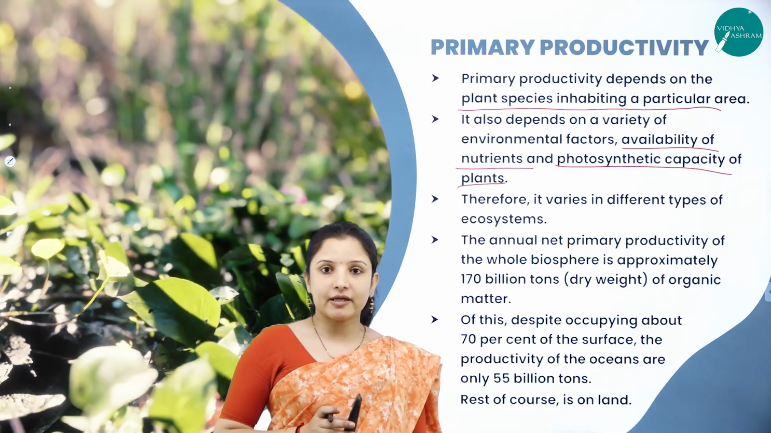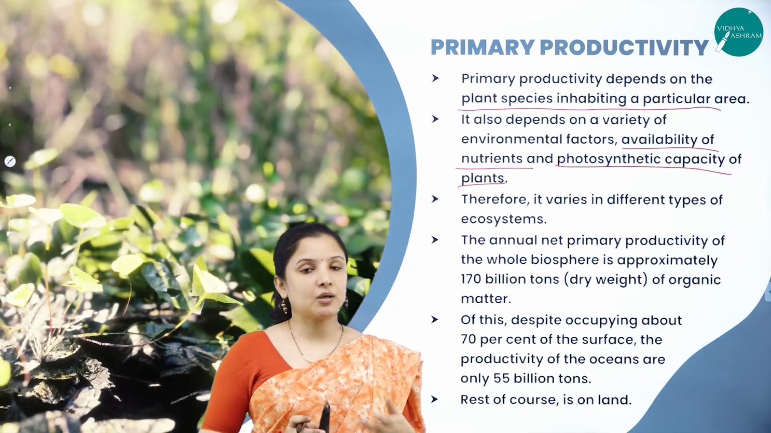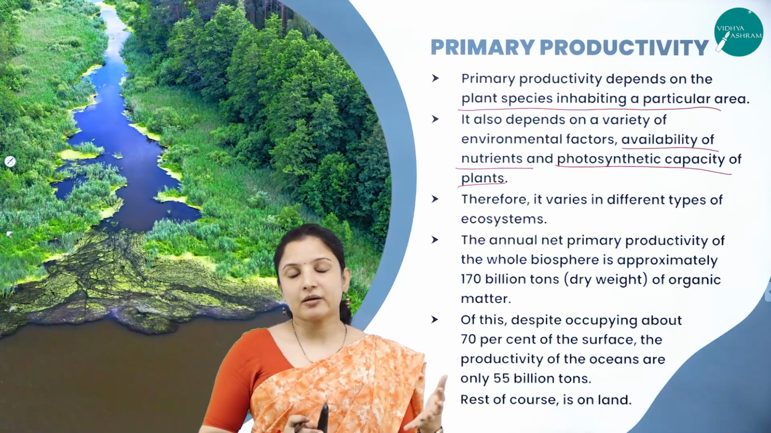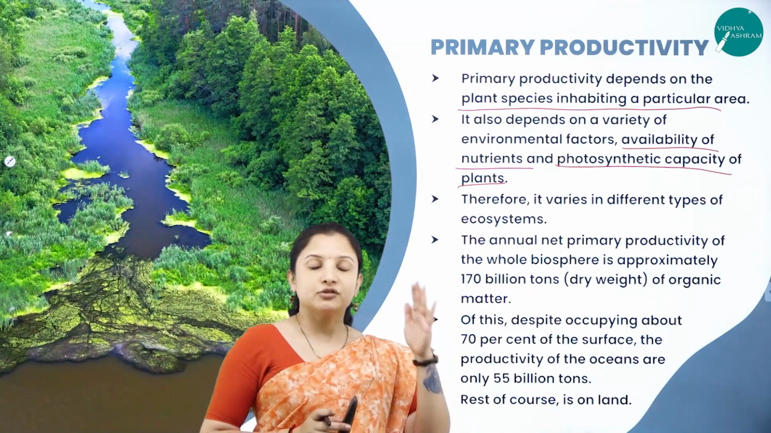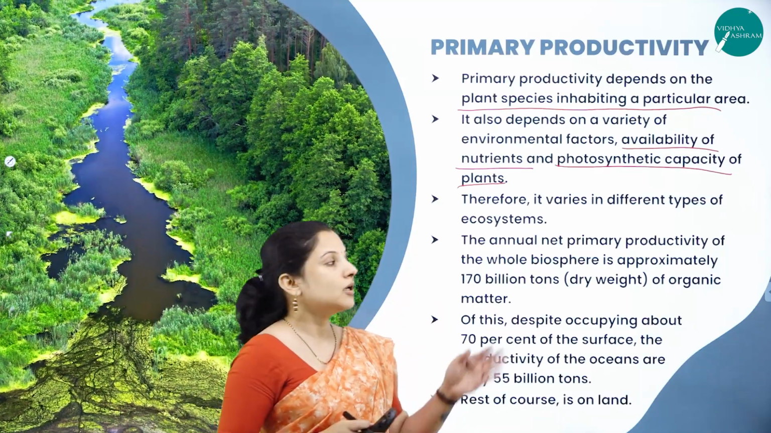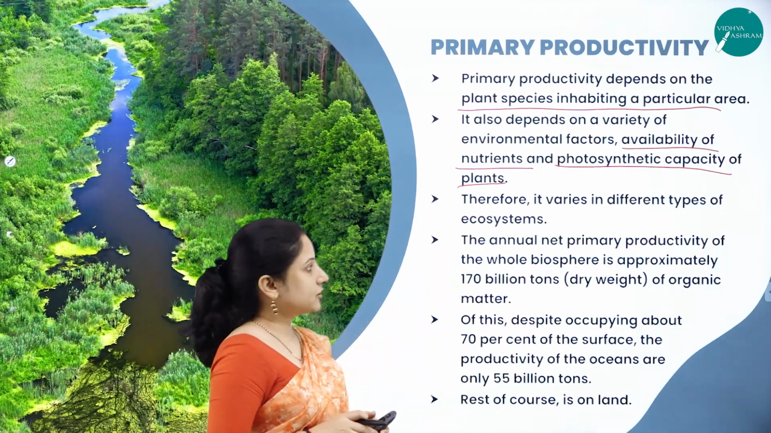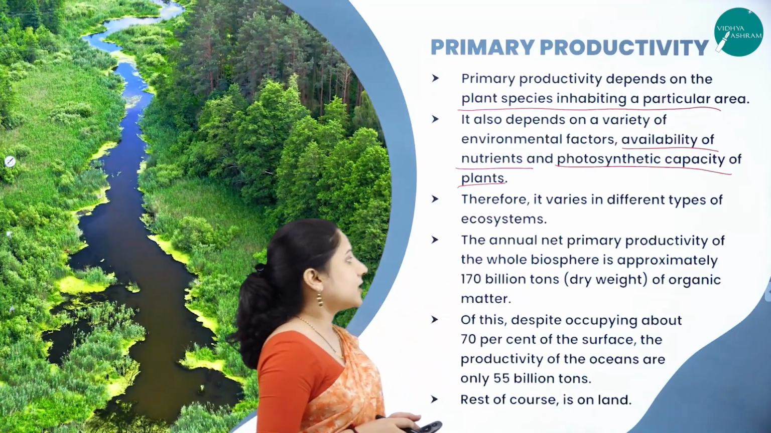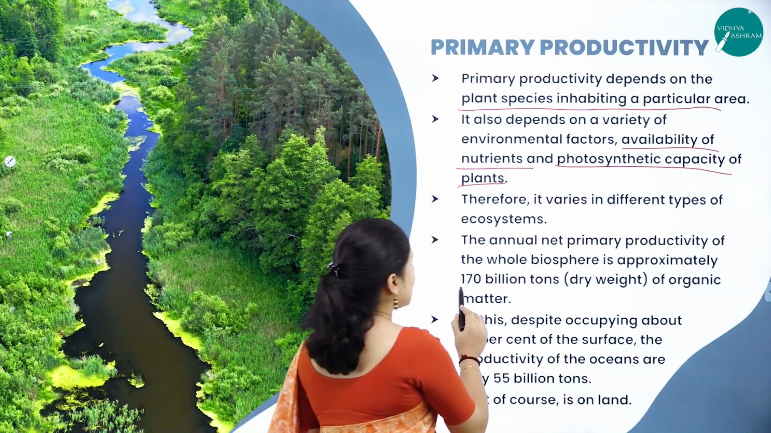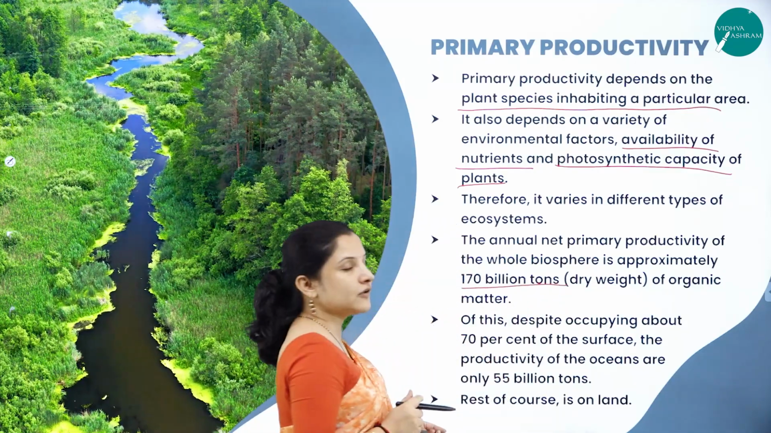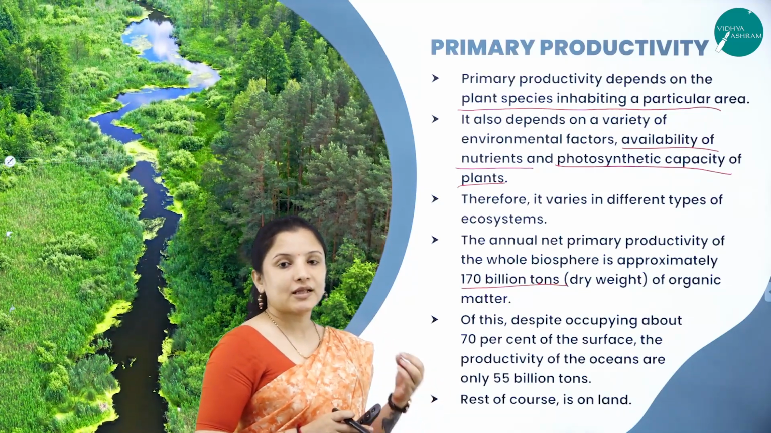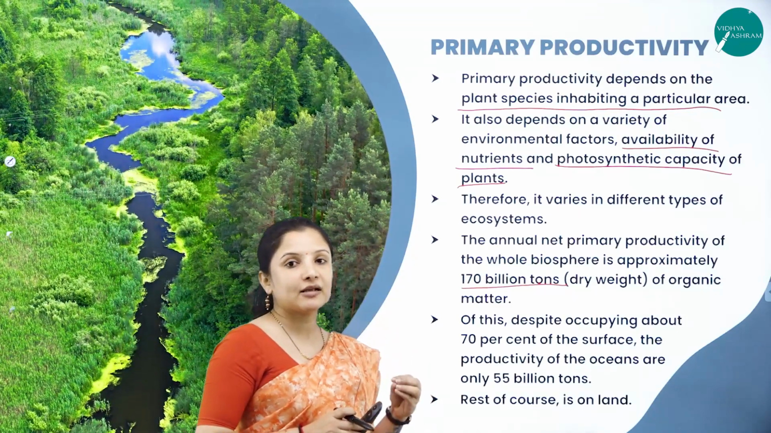So, in a desert ecosystem, it is completely different. In a pond, it is completely different. In a forest, the primary productivity is very, very high. So, therefore, depending on the ecosystem in which the autotrophs or the plants are, the primary productivity tends to vary. The annual net primary productivity of the whole biosphere is considered to be approximately 170 billion tons of organic matter. That is how much net primary productivity is produced by the plants in the entire biosphere.